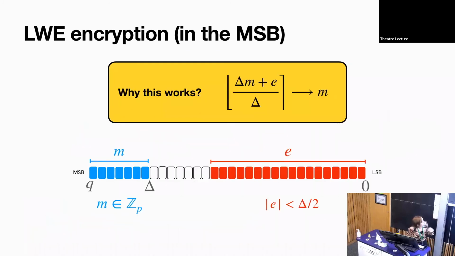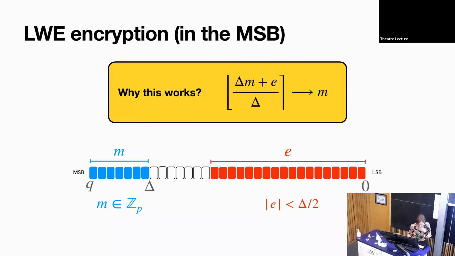So why does it work? Keep this image in your mind. In the most significant bits, you have the message. In the least significant bits, you have the error. And if the error approaches too much, the message might be compromised. So you want to always keep it under delta over 2. Otherwise, decryption could be incorrect. This is just to give you a visual intuition of what is going on in delta M plus the error.